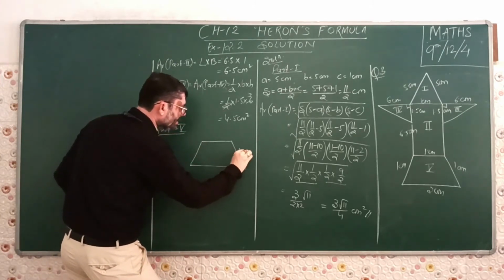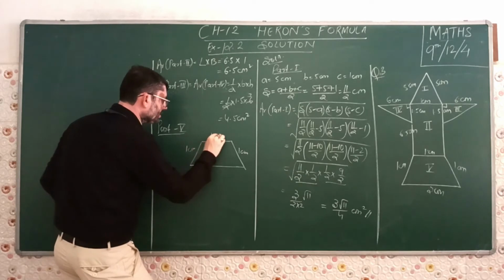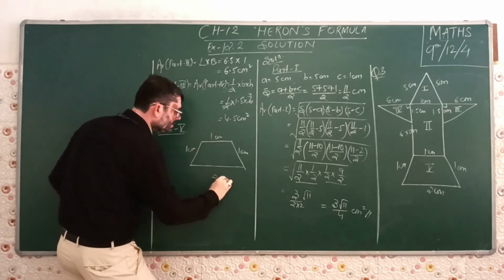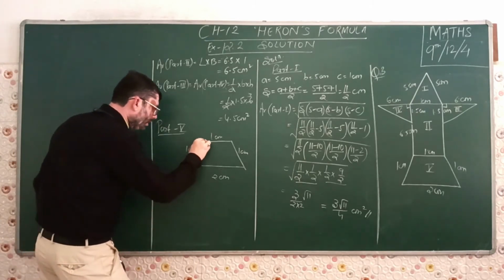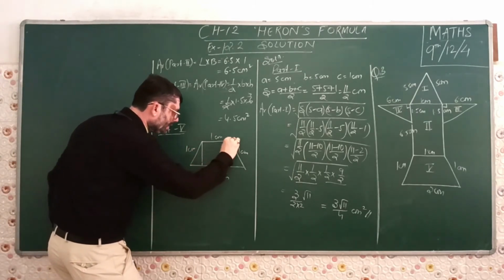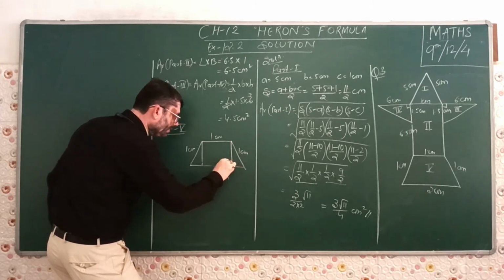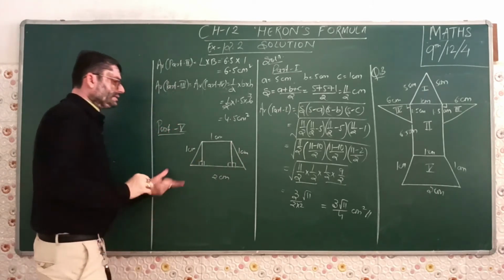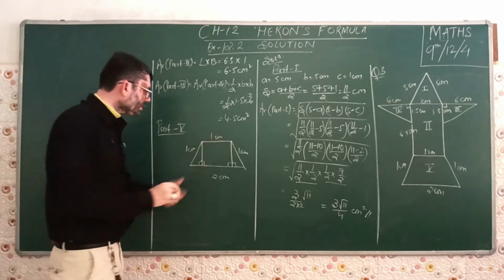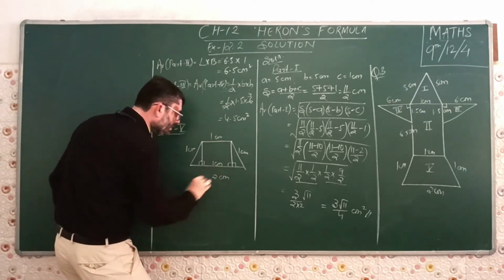This is 1 centimeter, this is 1 centimeter, this is 1 centimeter, and the whole is 2 centimeters. Let us draw two perpendiculars to the longer parallel side. This is perpendicular and this is also perpendicular. As soon as we draw the perpendicular, if this is 1 centimeter, this also becomes 1 centimeter.